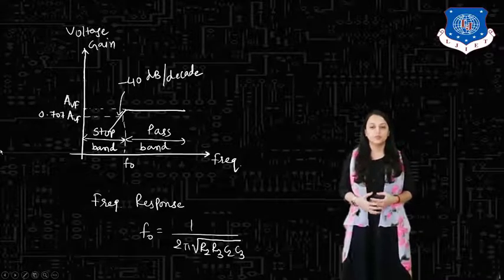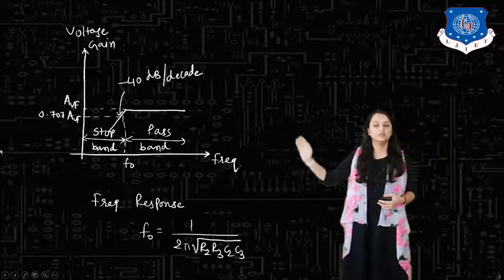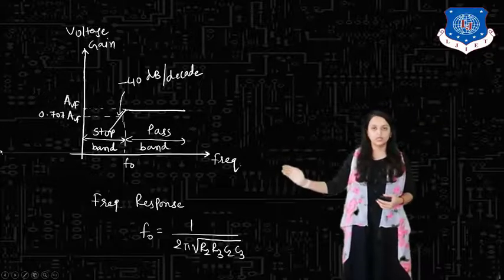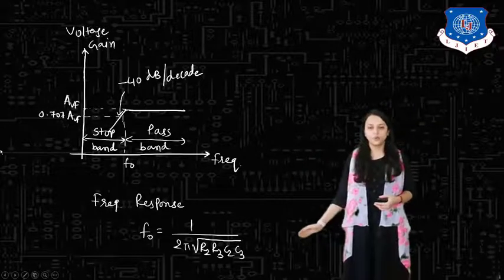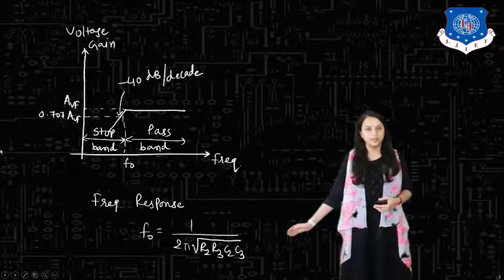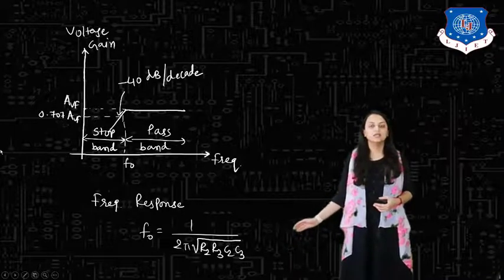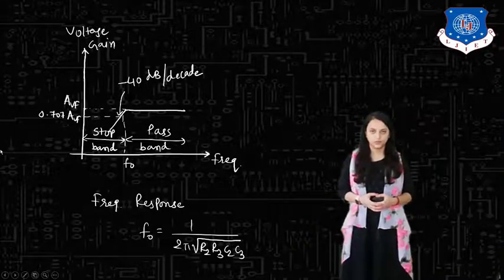Now the frequency response is shown like this. If you want to obtain the output frequency, the formula is given as f0 equals 1 by 2 pi under root of R2, R3, C2, C3.